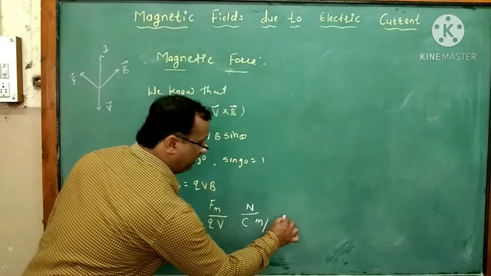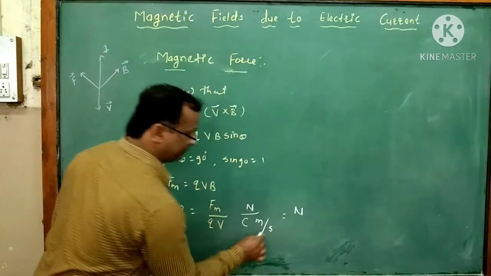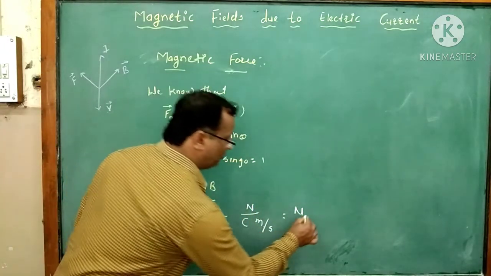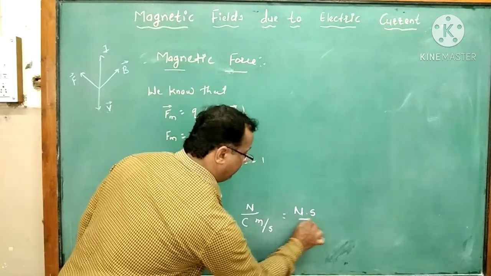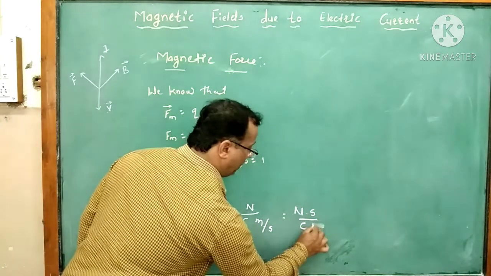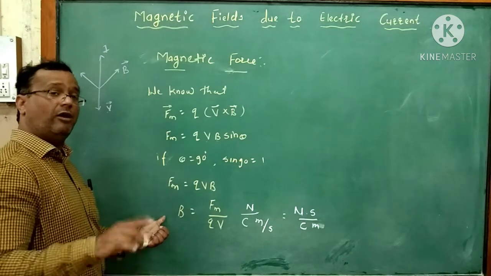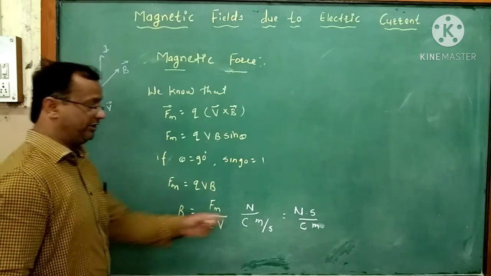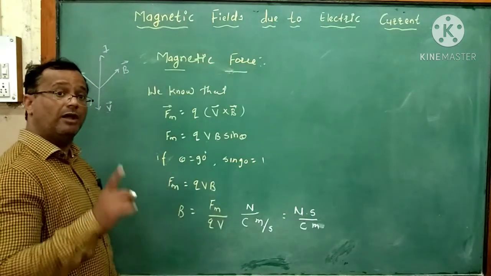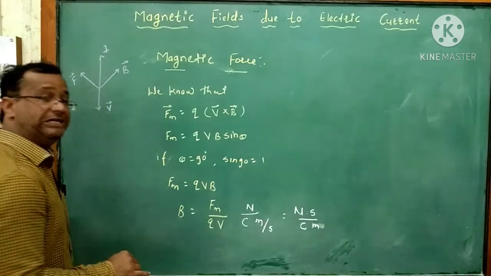Now here we want to write down this equation again. What we get there? Newton. Now this is the second in the denominator of the denominator, so transfer to the numerator. So what we get there? Newton second per coulomb meter. Right? Now this will be the SI unit of the magnetic field or magnetic induction. What we get there? Newton second per coulomb meter. Again here, this magnetic field is measured in Tesla.